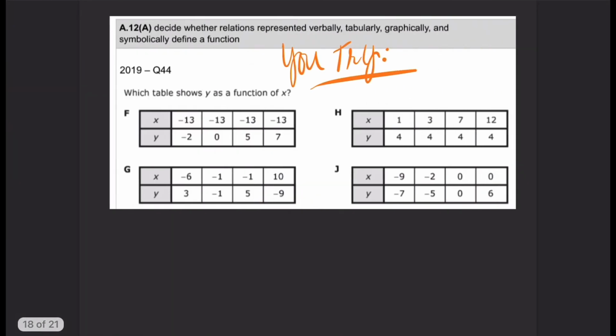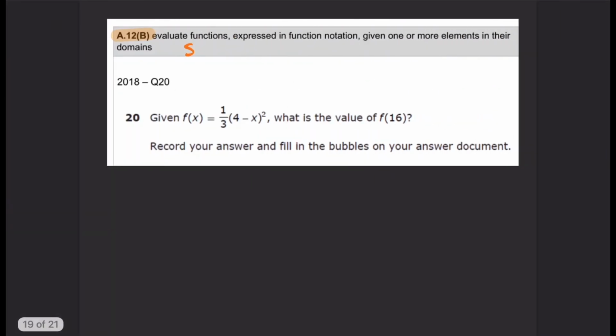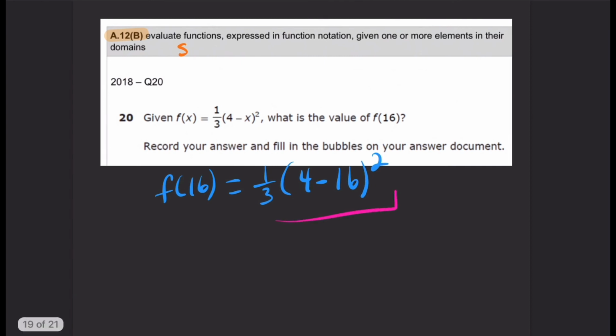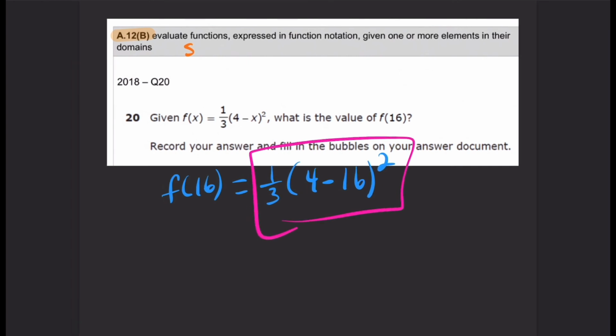Try the following question. 8.12B, we are going to evaluate functions expressed in function notation, given one or more elements in their domain. So for question number 20, given f of x, what is the value of f of 16? Remember, for this one, we can type this in the calculator and get an answer, or let's simplify without a calculator.